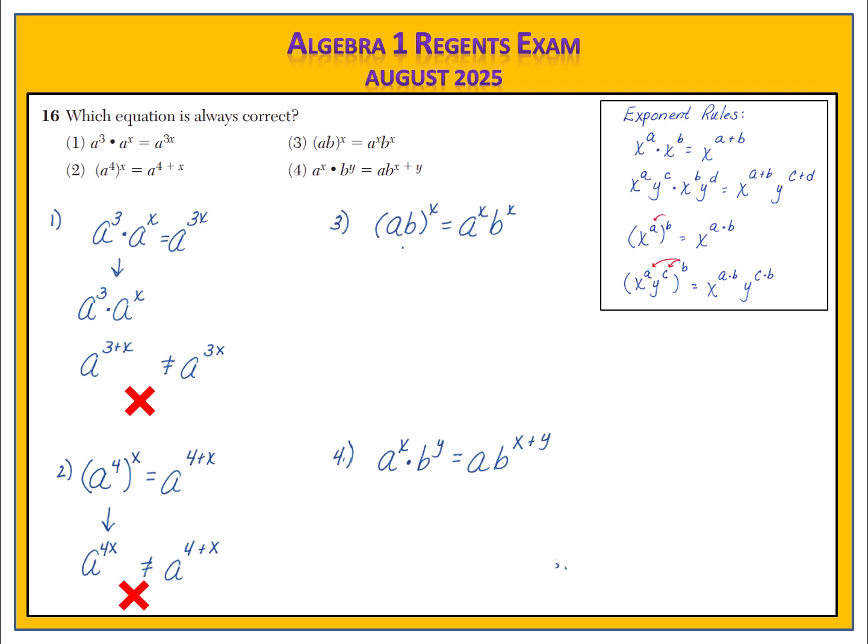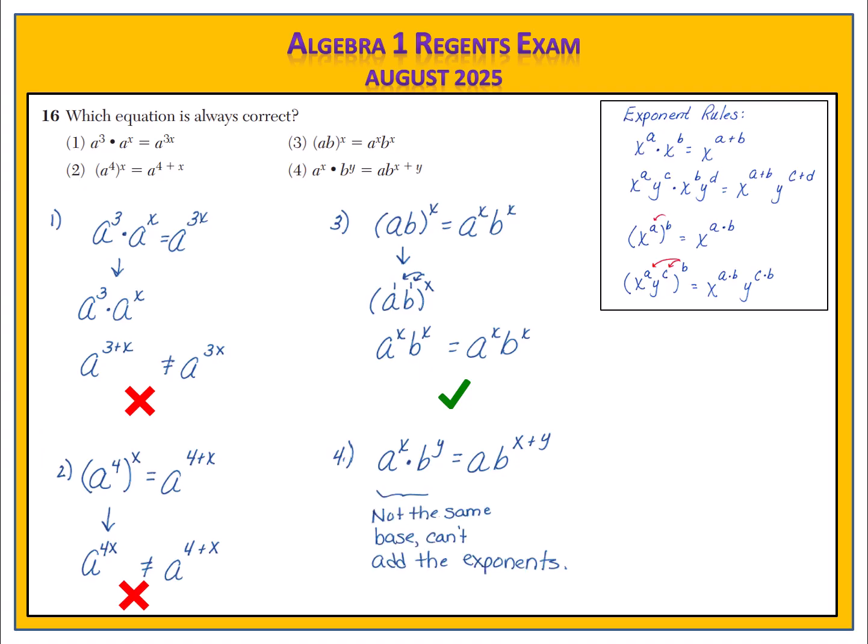Choice 3, I have an exponent outside of a parenthesis. I can distribute that exponent in to both terms inside, a to the 1x times b to the 1x, which is just a to the x, b to the x. That does match what was given to me. That is a valid equation. And choice 4, we cannot add those exponents together because they are not the same base, a and b. So choice 4 is not correct. The answer is choice 3.